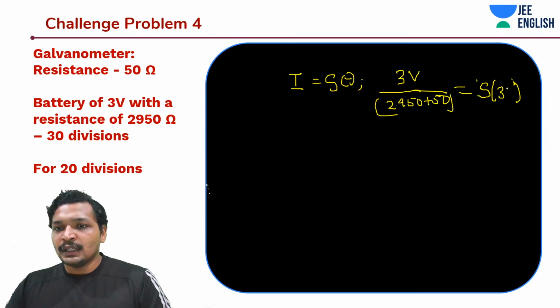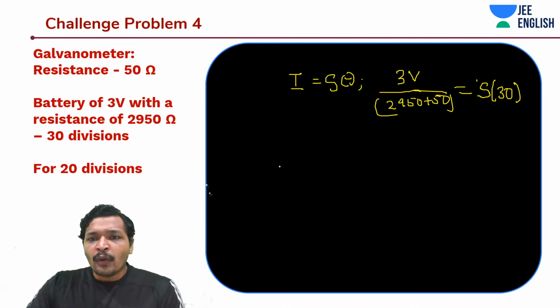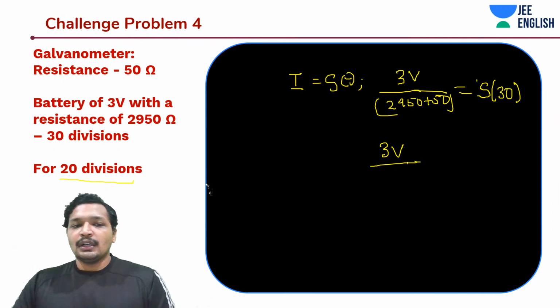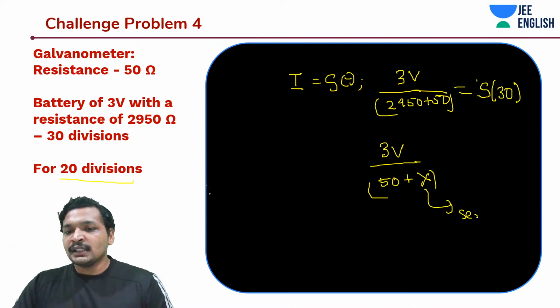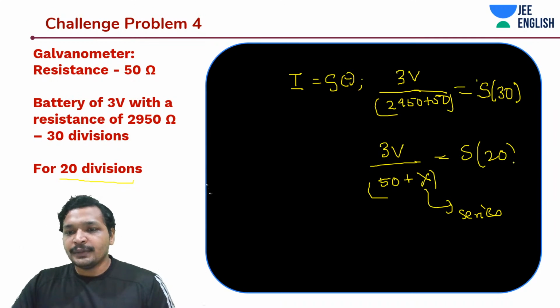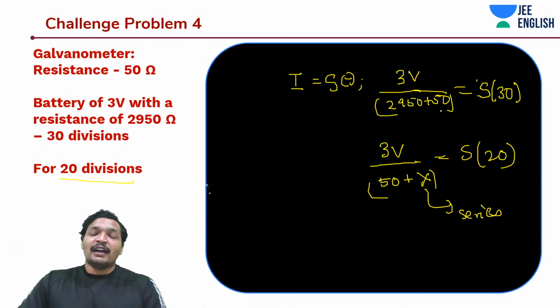Now this is going to be 30. Okay, this was earlier, right? Now you wanted to bring it down to 20 divisions as your new full scale deflection. In that case, you just know one thing, that 50 is the thing that you know. What is it that you don't know? Some X you are placing in series, so you don't know that X yet. So S into 20.